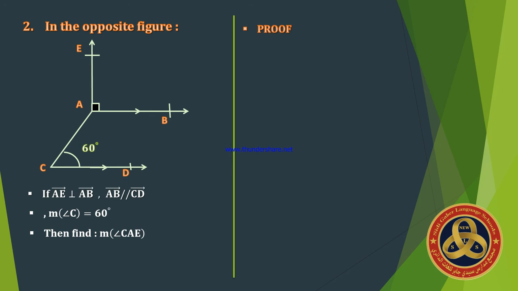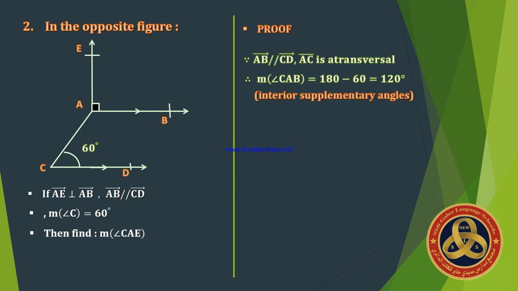With proof, since ray AB is parallel to ray CD and AC is a transversal, therefore the measure of angle CAB equals 180 minus 60, which equals 120 degrees. They are interior supplementary angles. I subtracted the measure of angle C from 180 to get the measure of angle CAB.